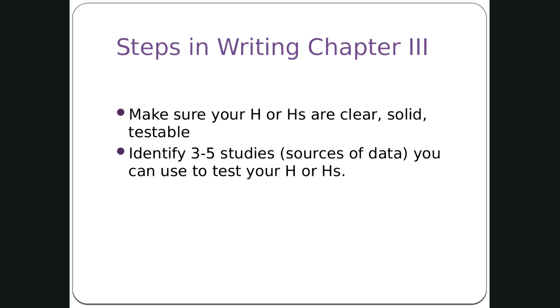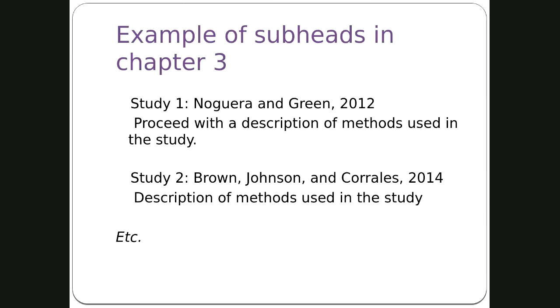They may directly test a hypothesis that is similar or the same as yours, or they may just test something that's related to it, okay, that you will later use to correlate. So identify 3 to 5 studies or sources of data that you can use to test your hypothesis or hypotheses. In some cases it might be data from the Census Bureau, and some of it's going to be very general, but you still need to go through and describe exactly how that information was gathered. So let's take it study by study.